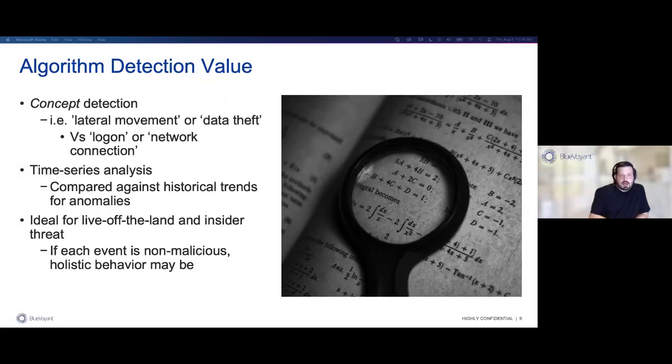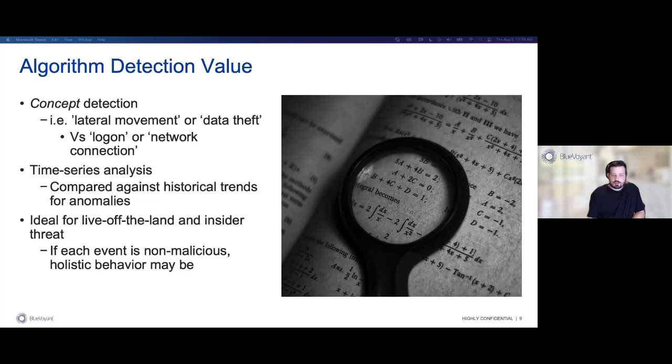Next is using an algorithm detection value. This is not just looking at a discrete event or at multiple dimensions. This is actually looking at an algorithm, doing historical analysis, building a statistical baseline of what happened. This is ideal for looking for insider threats or attackers that are using off-the-land software.